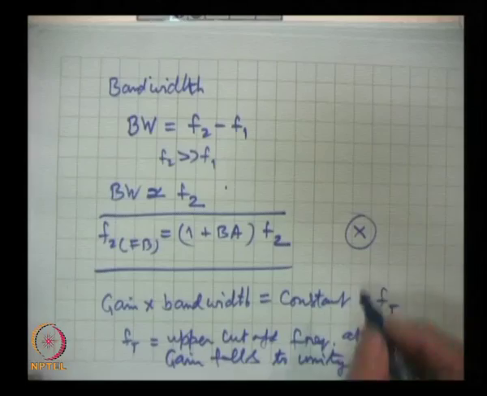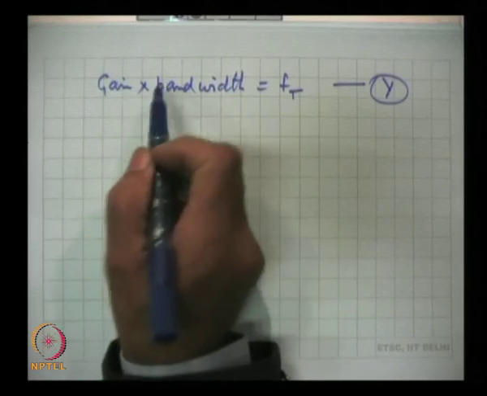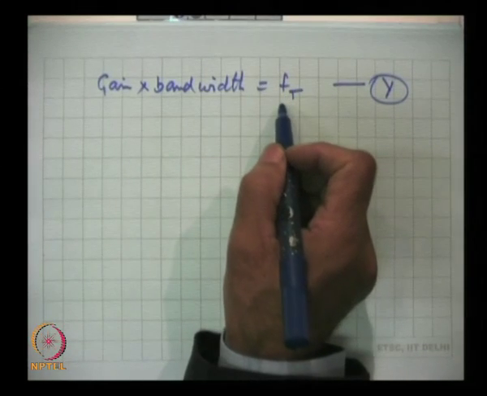Now, this expression, gain into bandwidth, is equal to ft. Let us call this equation y. This is true for all frequencies. If gain increases, bandwidth falls and the product will still be equal to ft.